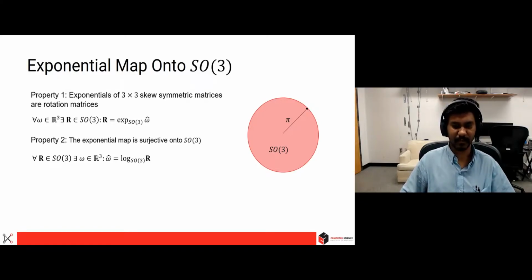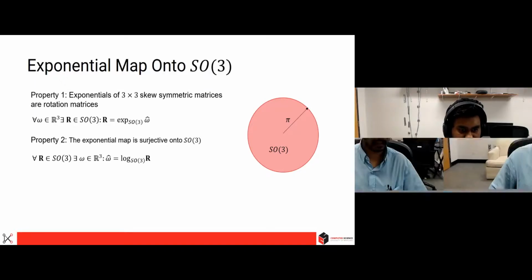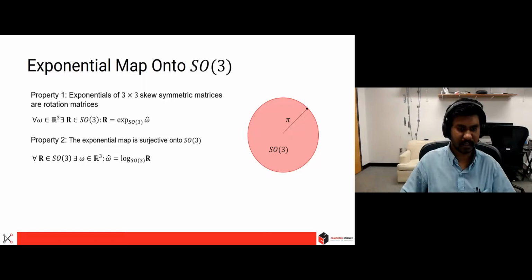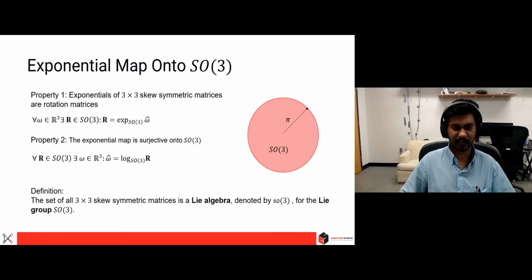Surjective here means that it's a many-to-one mapping. It's not a unique one-to-one mapping. More mathematically, for all rotation matrices which belong to SO(3), there exists a vector omega belonging to R^3 such that omega hat can be taken as the matrix log of the rotation matrix, which is exactly the same as property 1, just inverted. A little bit of definition here: the set of all 3 by 3 skew-symmetric matrices is called a Lie algebra, denoted by little so(3) or script so(3), as shown here, for the Lie group capital SO(3), or special orthogonal group 3.